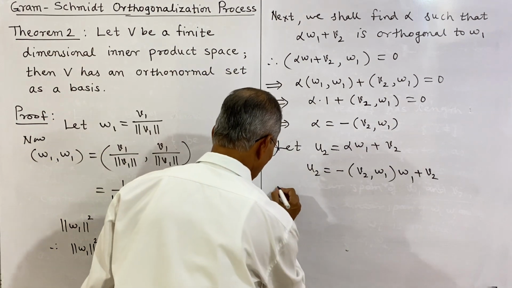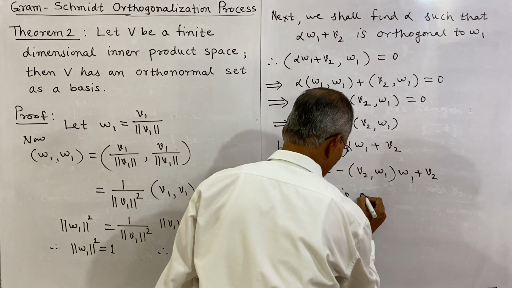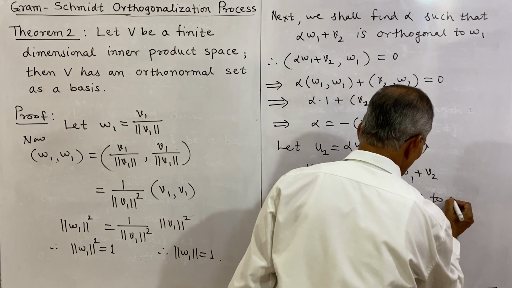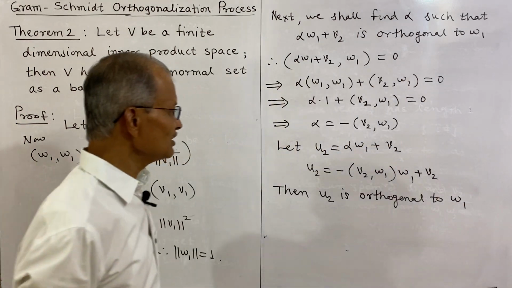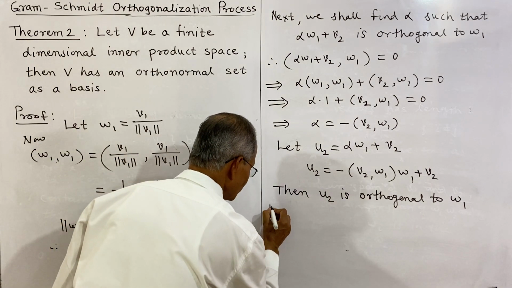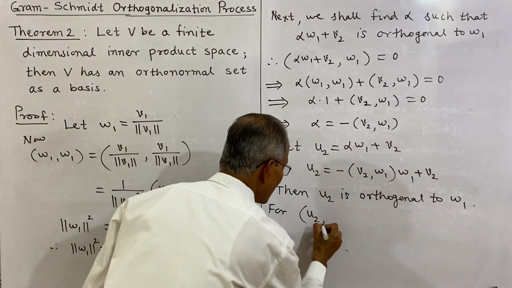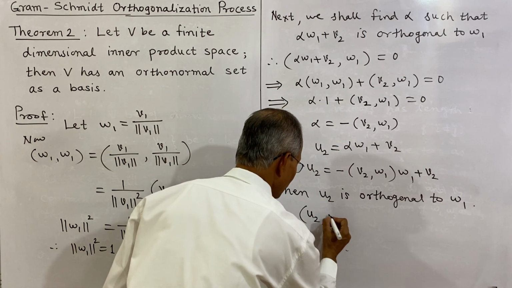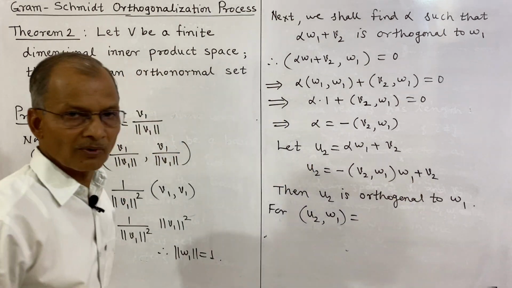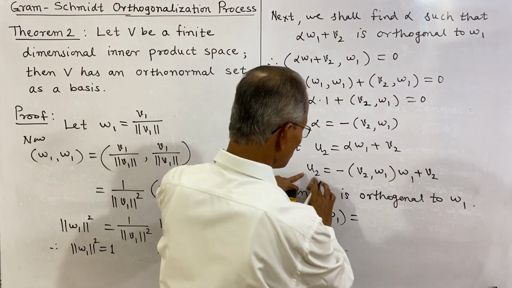First, U2 is orthogonal to W1. This is easy to verify. What is the inner product of U2 with W1? If it is 0, then these are orthogonal. We shall show this, or it actually follows directly from lemma number 5. So what is the inner product of this U2 with W1?